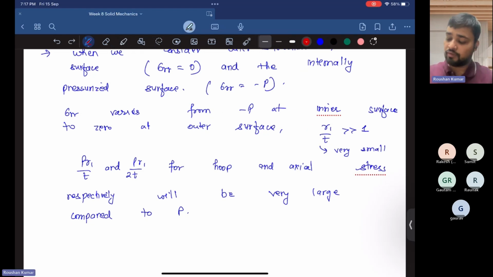And that's why PR1 upon T and PR1 upon 2T are very big values as compared to P, because there is very little significant contribution of P in the hoop stress and the axial stress values. And therefore, as the P value is very, very small compared to PR1 upon T and PR1 upon 2T, sigma RR is neglected to be 0.